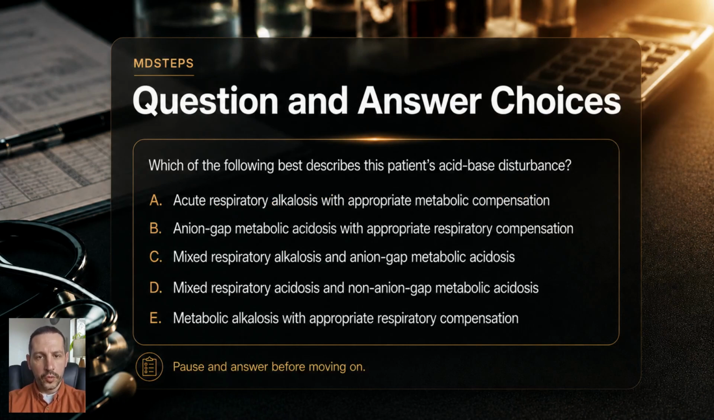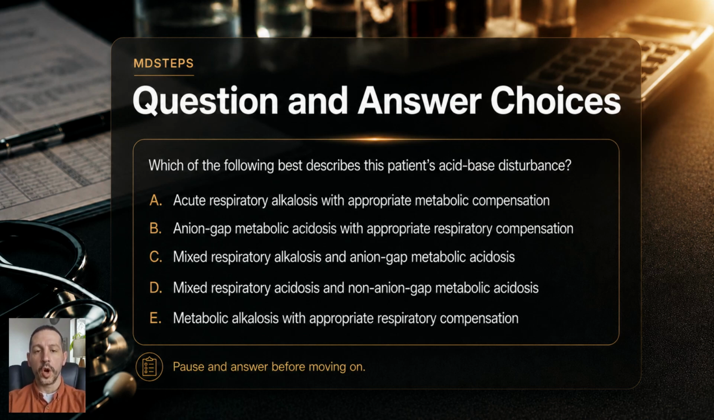Choice A, acute respiratory alkalosis with appropriate metabolic compensation. B, anion-gap metabolic acidosis with appropriate respiratory compensation. C, mixed respiratory alkalosis and anion-gap metabolic acidosis. D, mixed respiratory acidosis and non-anion-gap metabolic acidosis. Or answer choice E, metabolic alkalosis with appropriate respiratory compensation.